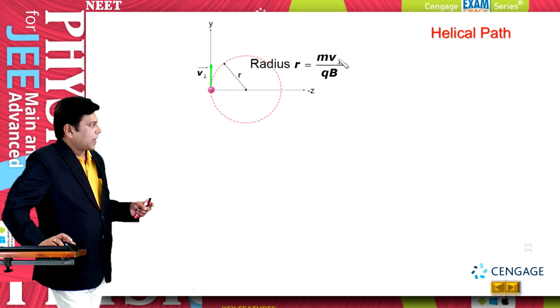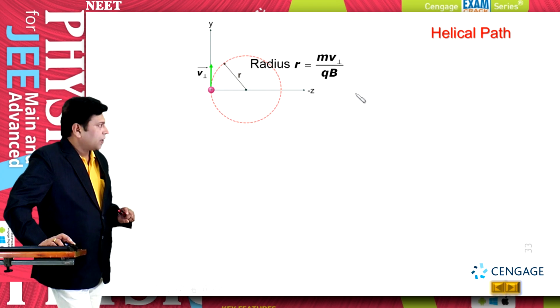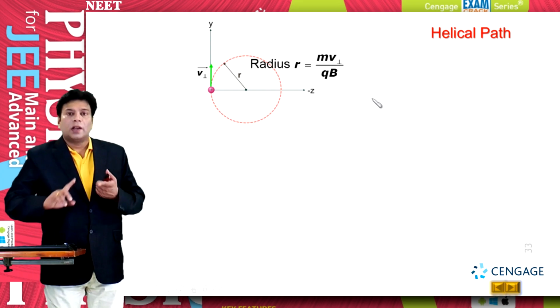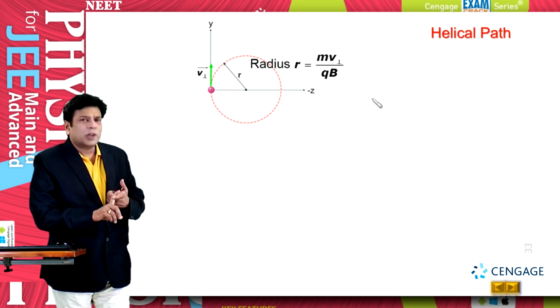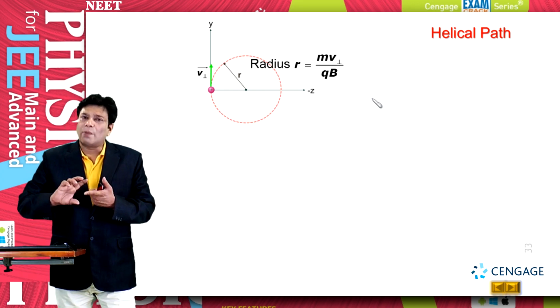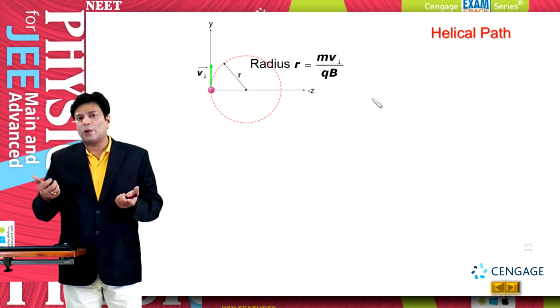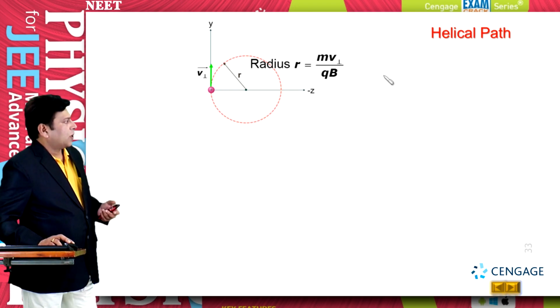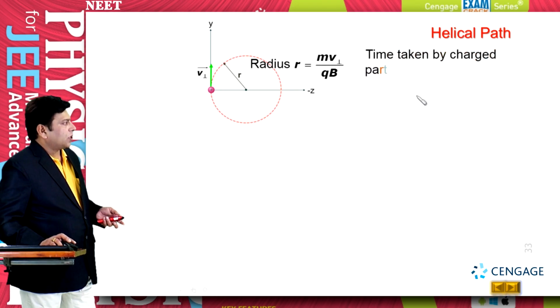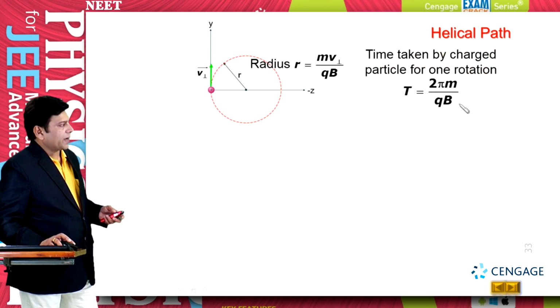The radius of the circular path is m v perpendicular divided by qB, and we have also calculated the time period of rotation of the charged particle. We know the time period of rotation of the charged particle in the magnetic field region is independent of the velocity, and it is equal to 2 pi m divided by qB. So let us write this relation, that is, the time period T equals 2 pi m divided by qB.